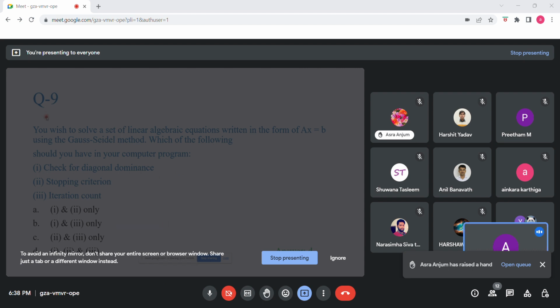So this is question 9, where it is given that you wish to solve a set of linear algebraic equations written in the form of Ax = b using the Gauss-Seidel method. Which of the following should you have in your computer program? The options are: check for diagonal dominance, stopping criterion, iteration count. The Gauss-Seidel method, we all know, is an iterative method to find the solution of the problem. In Gauss-Seidel, obviously, we'll check for the diagonal dominance.